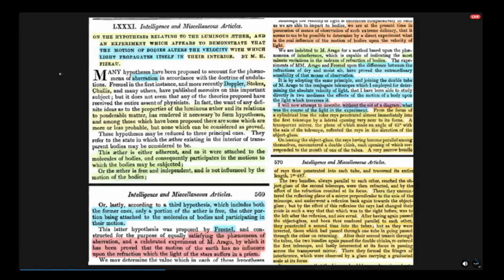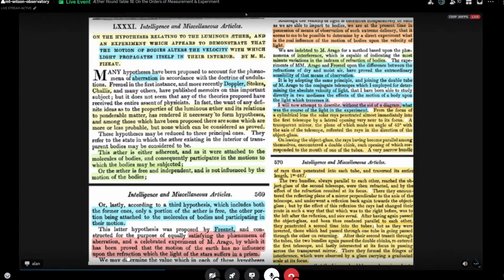Okay, so this is from Fresnel. He says, at the present time we are in possession of means of observation of such extreme delicacy that it seems possible to determine by direct experiment what the real influence is of the motion of bodies on the velocity of light.